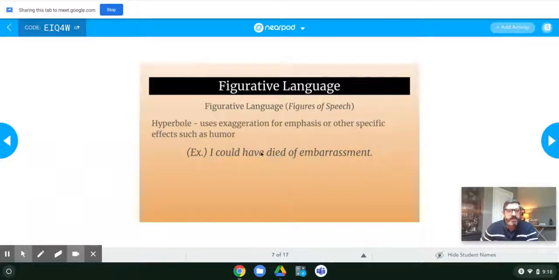Well, it's the use of exaggeration for emphasis or other specific effects, such as humor. So, for example, I could have died of embarrassment. So, you're not literally going to die if you get embarrassed. However, it's a way to exaggerate how embarrassed you were.